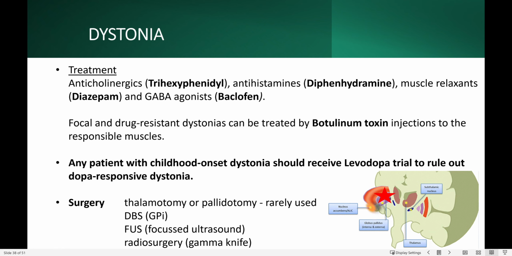For the severe cases like that video of the generalized dystonia, you can consider thalamotomies or pallidotomies, but these surgeries are rarely used now that we have DBS, or deep brain stimulation, and it's the globus pallidus interna that's the target. But we can also consider less invasive therapies such as focused ultrasound or gamma knife now.